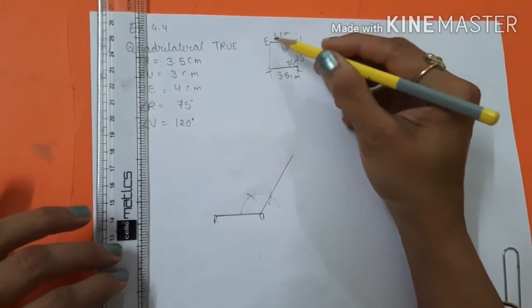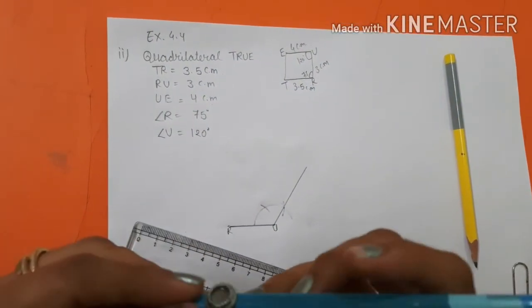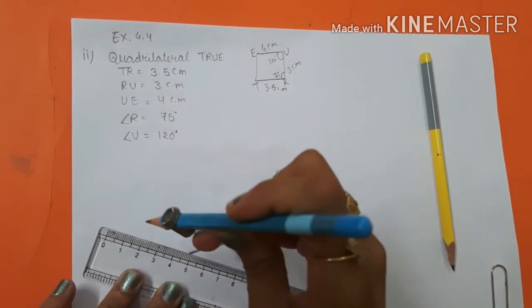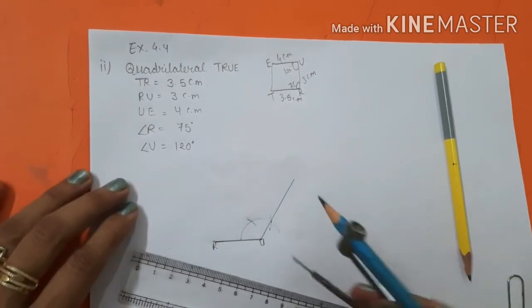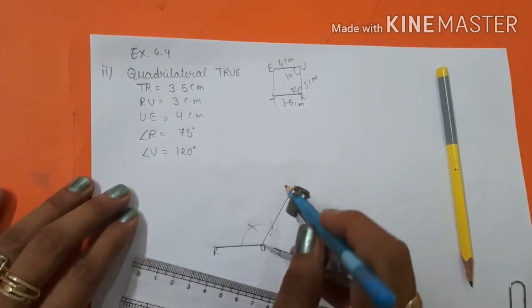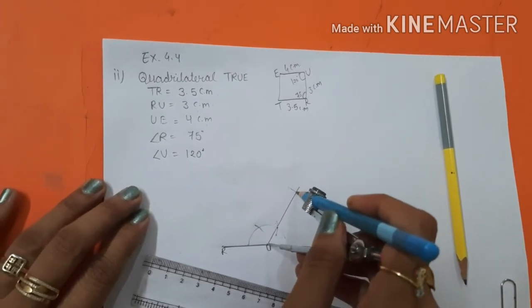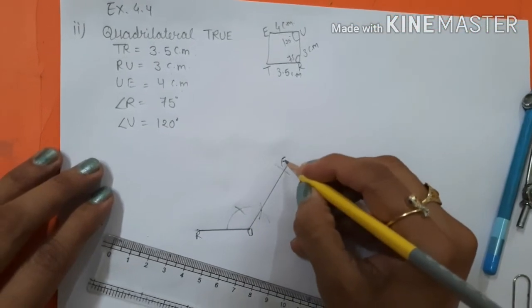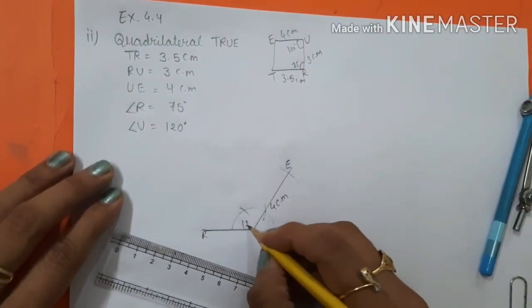UE is given 4 centimeters. So we'll take a measurement of 4 centimeters, and we'll cut an arc from U. This intersecting point is E. This is the point E, 4 centimeters, and this angle is 120 degrees.